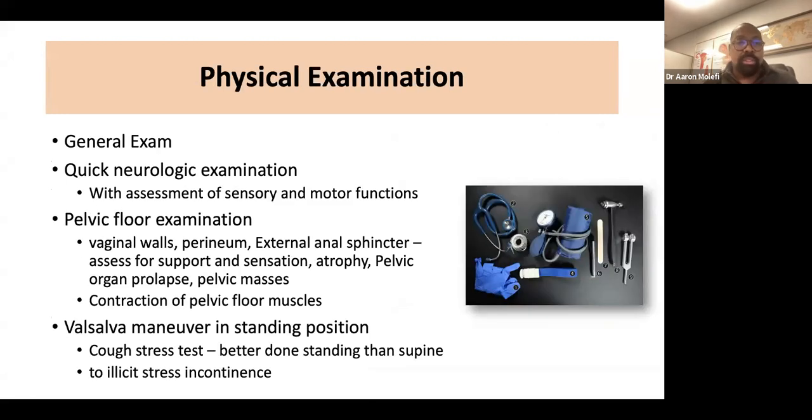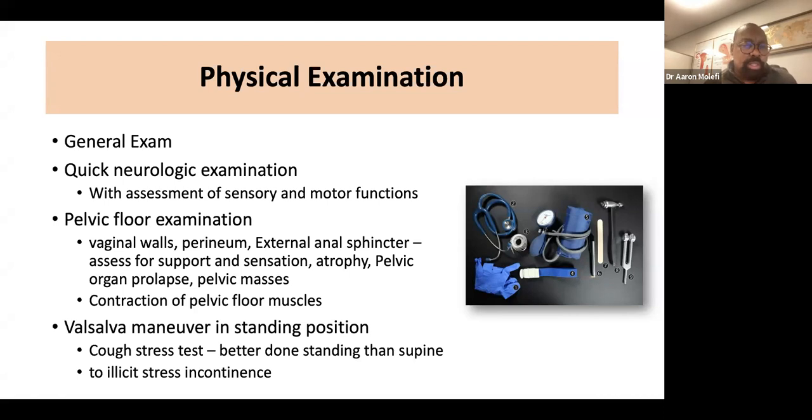So on examination, these patients, when they come to our practices, we need to examine them, right? General examination is very important. Do a quick neurologic exam with an assessment of sensory and motor function. It's very important, because remember when we were alluding to the causes of overactive bladder or urge urinary incontinence, it was mainly around the brain, the spinal cord, peripheral nerves. So it's important to do your neurological assessment, right? And the most important one is your pelvic floor examination.